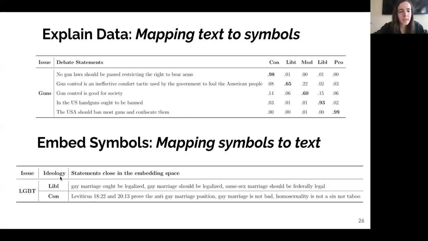So we find that the embedding learned for something like liberal, in the context of LGBT issues, is very close to statements talking about how gay marriage ought to be legalized, should be fairly legal.